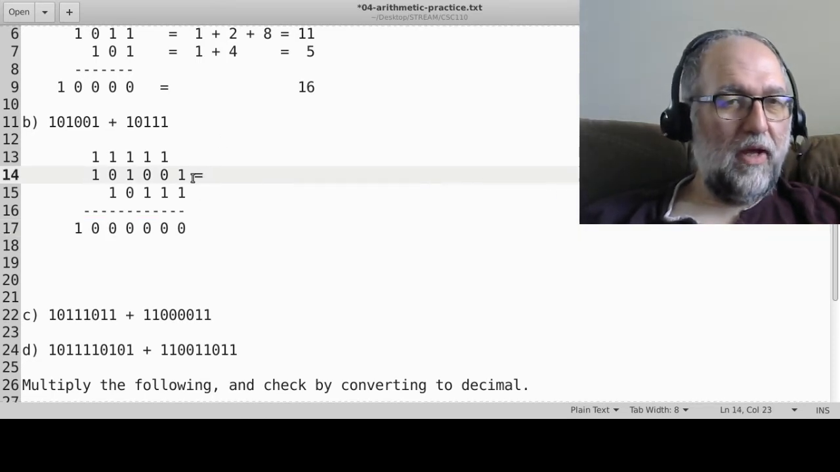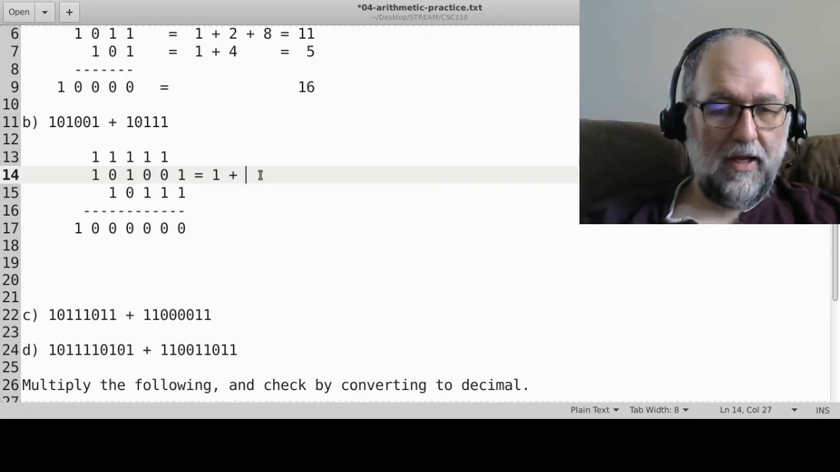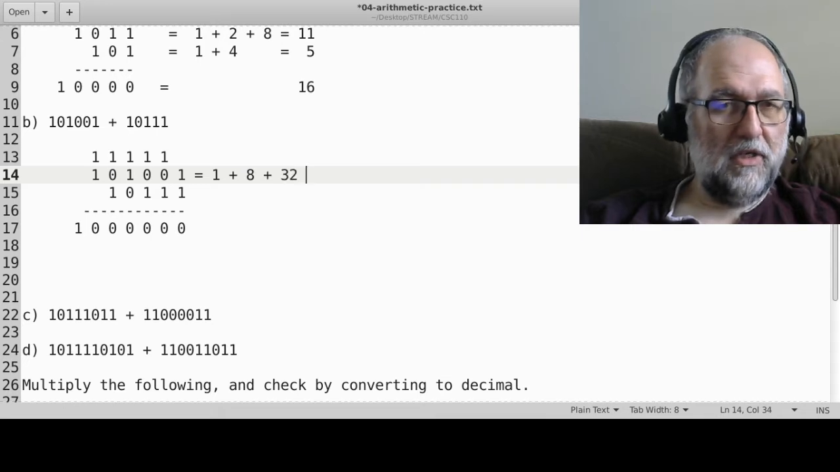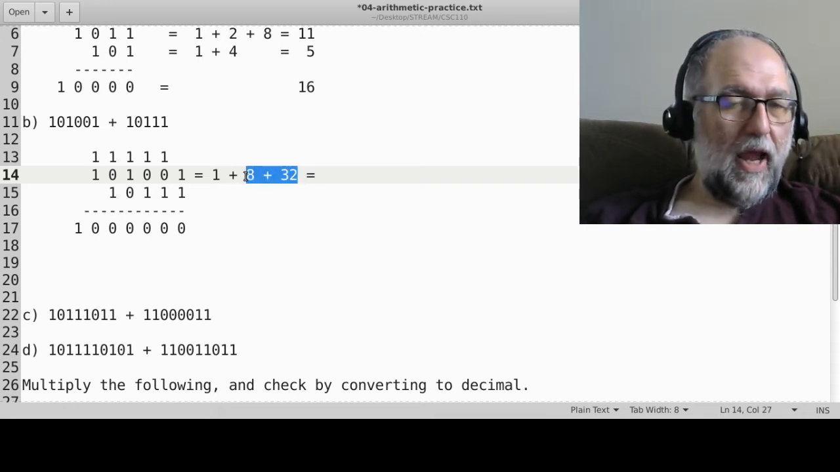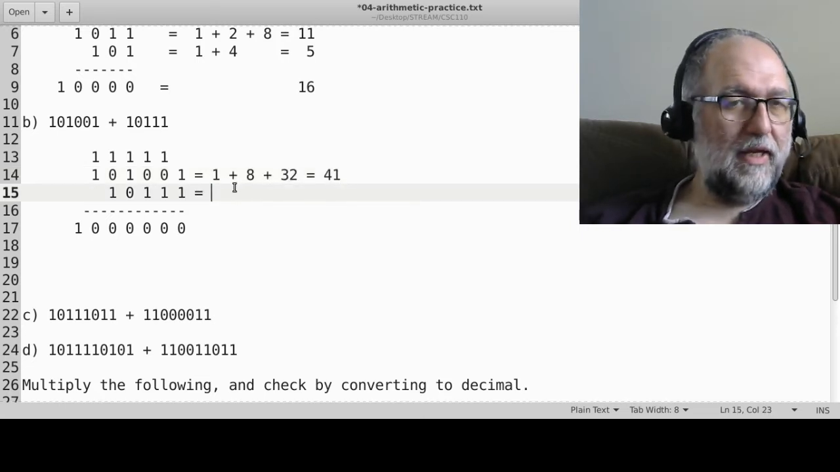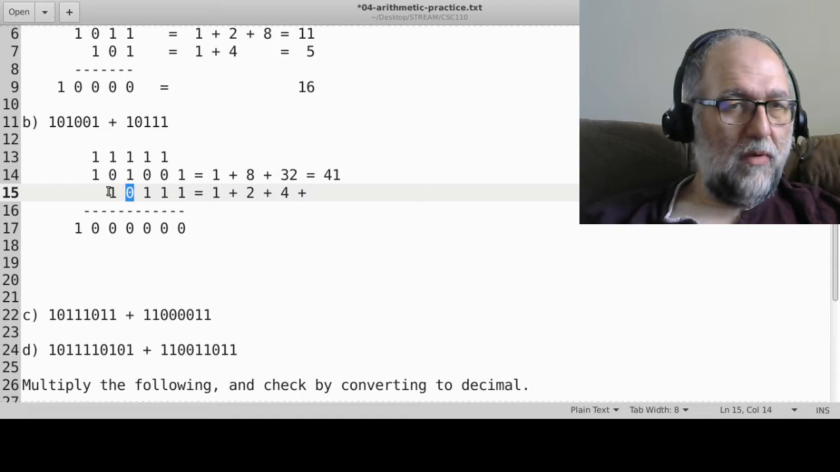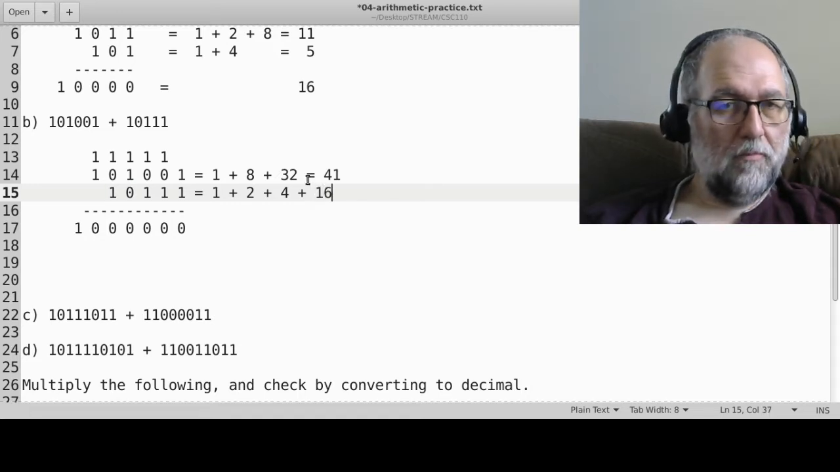Let's see if this worked out. For the top number, we have a 1, no 2s, no 4s, and an 8, no 16, and a 32. 8 plus 32 is 40, so that's 41. Now the one underneath it: we have a 1 right there, a 2 right there, a 4, no 8s, and we have a 16, like that.